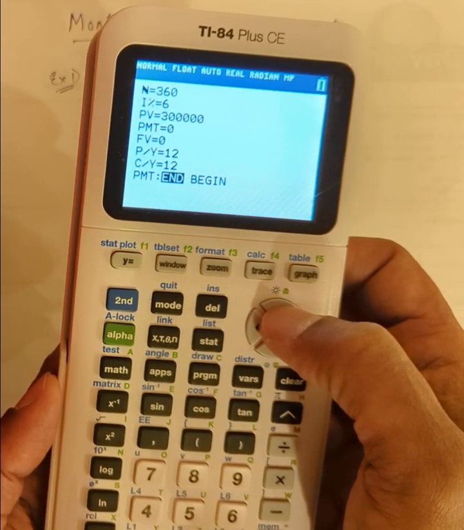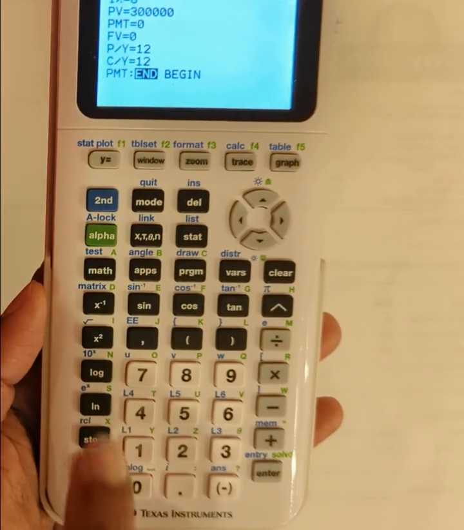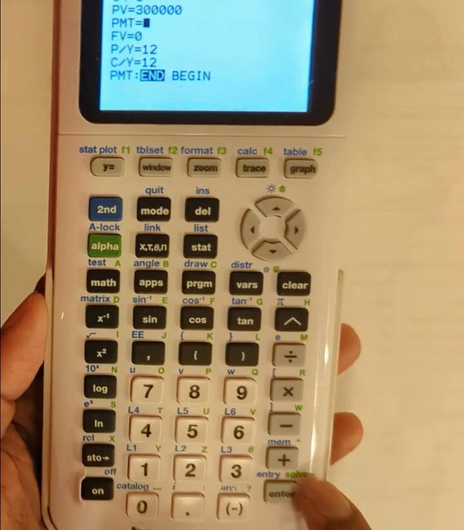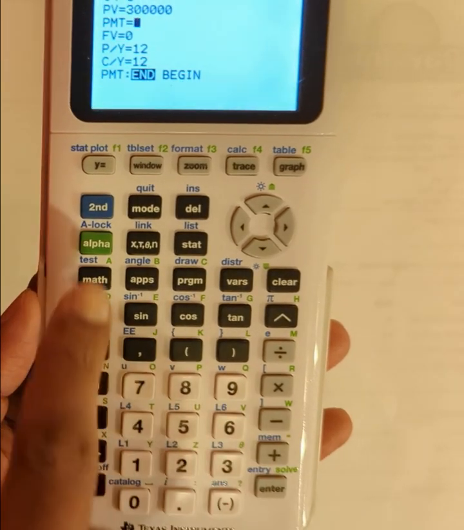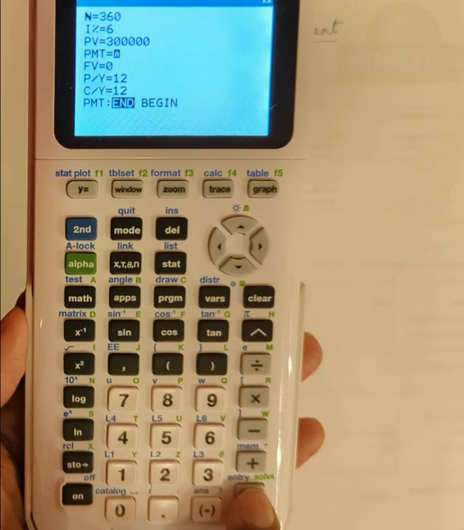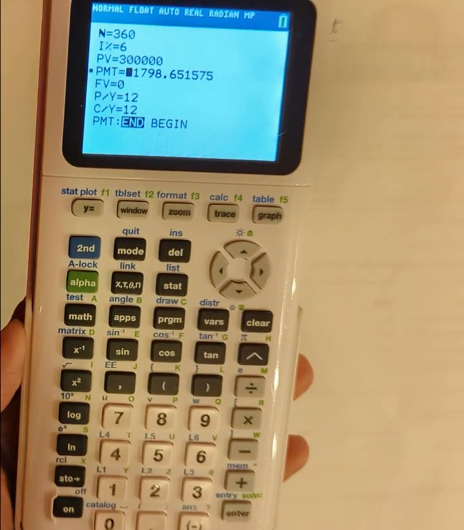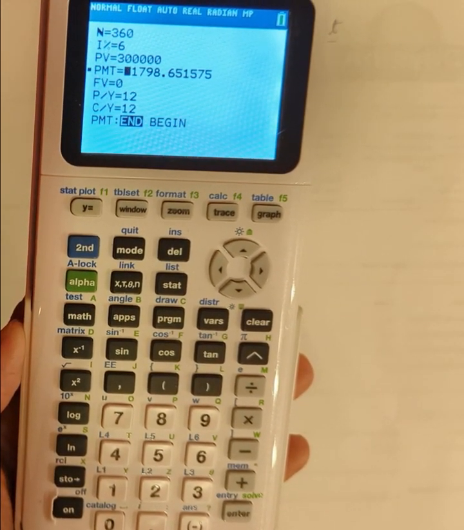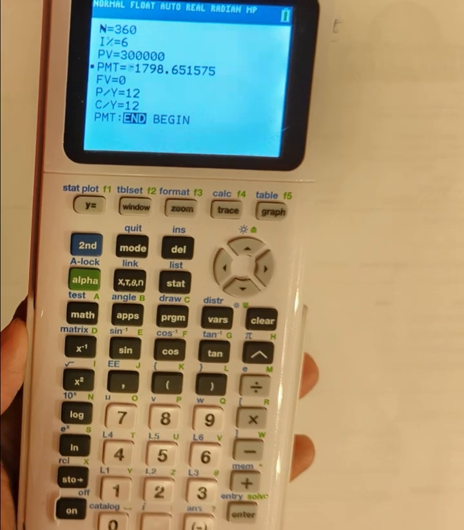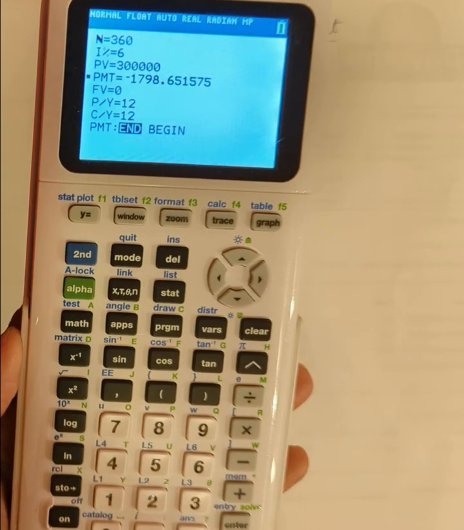So I'm going to take the cursor to PMT, and now there is a button called solve. It's written in green, so that means I need to press the green alpha key first and then press the enter key. That's actually going to solve. When I hit that, I get this answer, 1798.65. Notice it's actually minus, because money is going out of your hands. You're making a monthly payment, and that's how much you'll be paying.